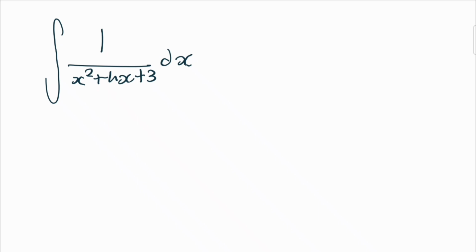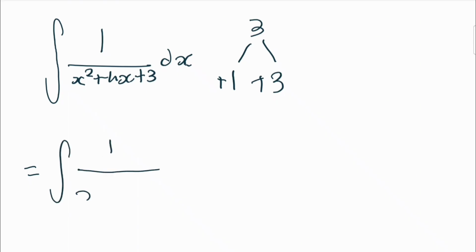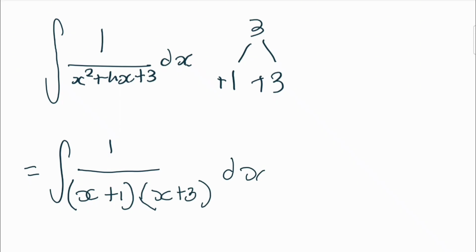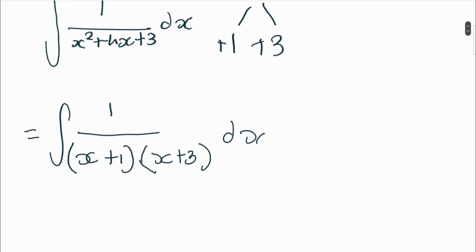So the way we're going to do this is we're actually going to factorise the quadratic x squared plus 4x plus 3. So what multiplies to 3 but adds to 4? In this case, it's going to be 1 and 3, both positive. So now we know how we can make our quadratic equation. It's like this. There we go. Okay, so now we can use partial fraction integration to work this out.